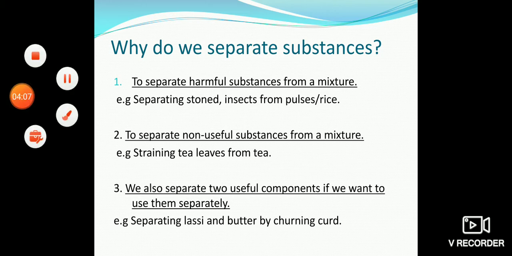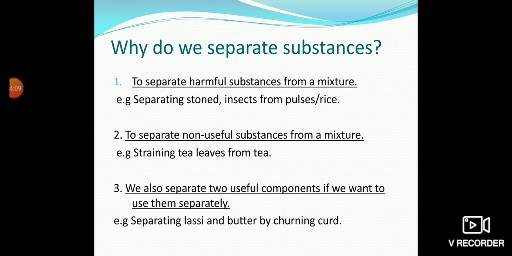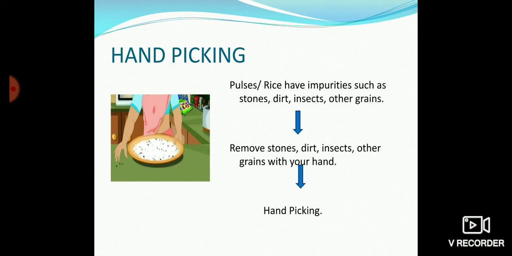Now we will study about different methods of separation. There are various methods by which separation can be done and you have to study all of them. So, separation of solids from other solids. The first method of separation is separating a solid from other solids. In that, the first method is hand picking.